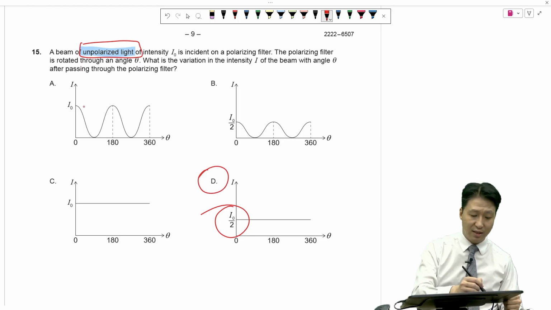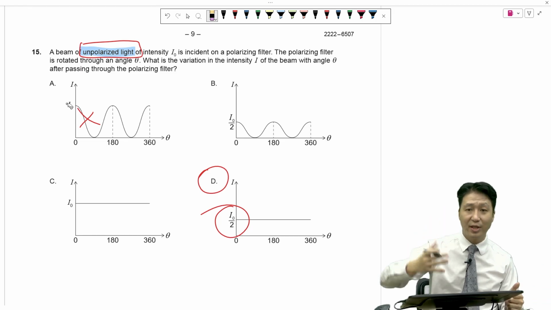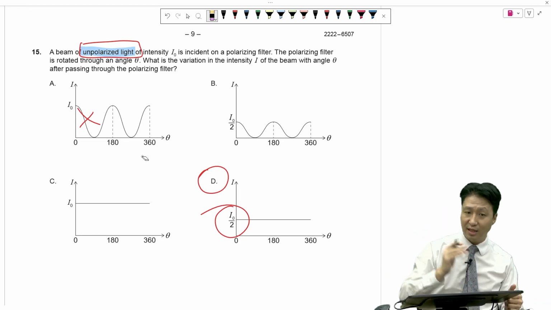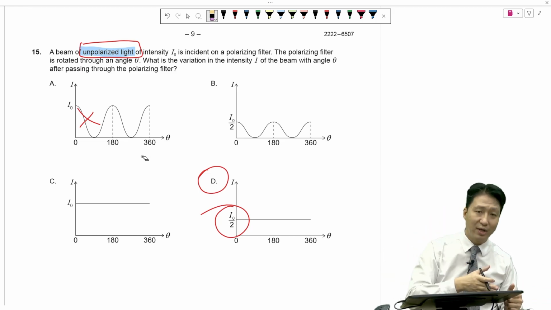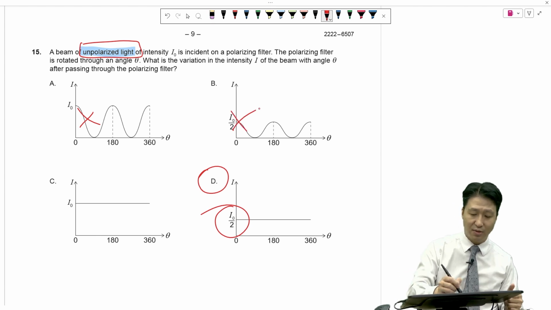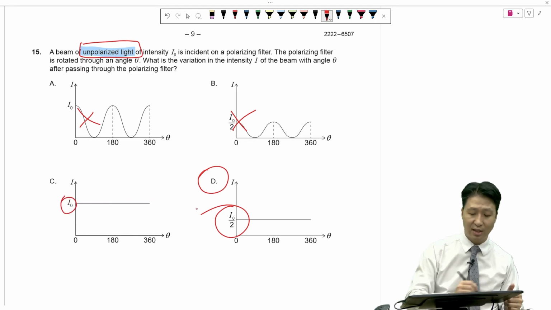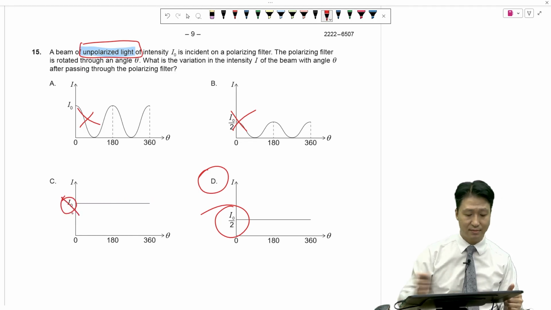If you see A, intensity changes, it's unpolarized, it's all directions mixed in. Changing the direction of the filter will not help. It only does this if it's polarized light going through the filter. B, also not the answer. C, some of the light has to be blocked, so it cannot be the original intensity. The answer must be D.